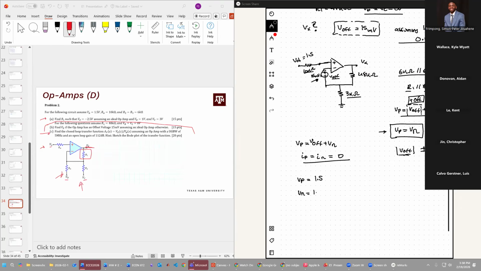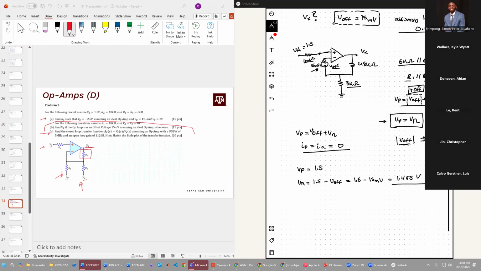All right, so VN is going to be 1.5 plus, or sorry, subtracted by the offset. So 1.5 minus 15 millivolts. This will be, I think, 1.485 volts. And then from here, solving the rest of the circuit becomes straightforward.